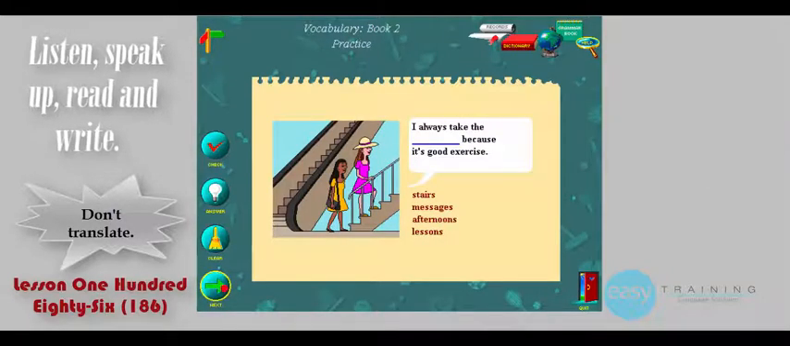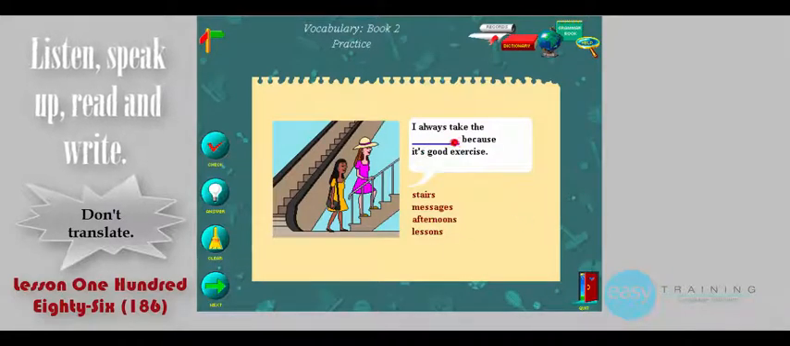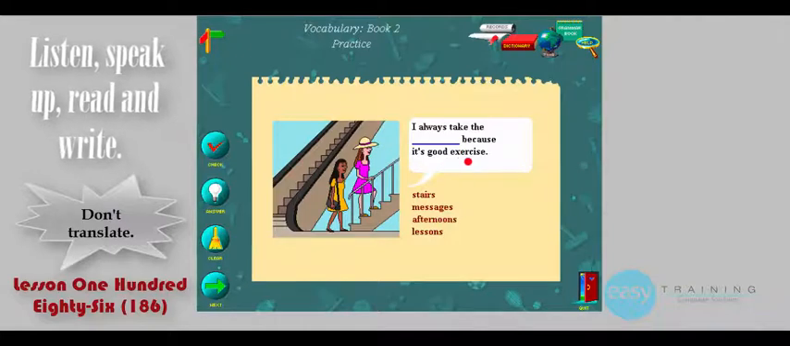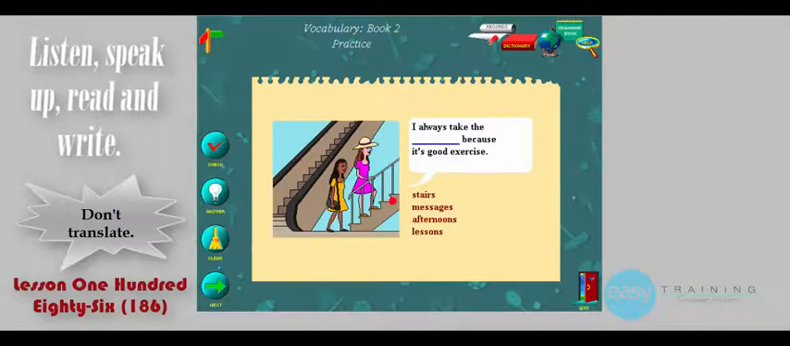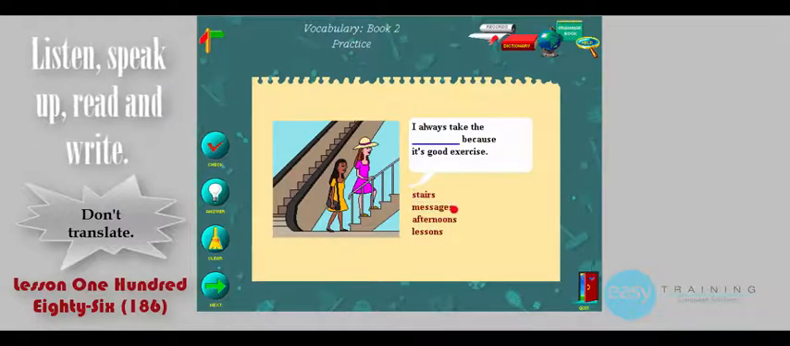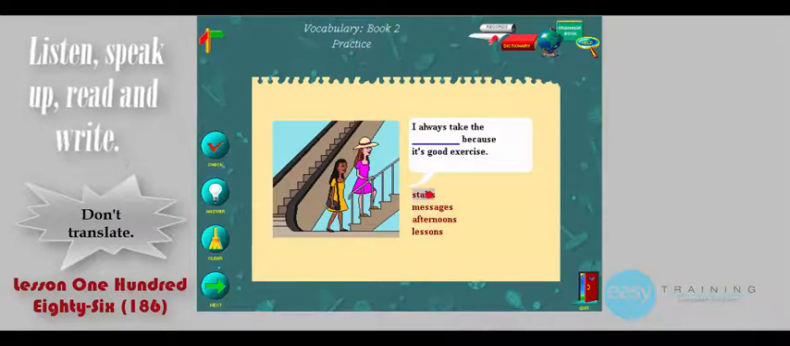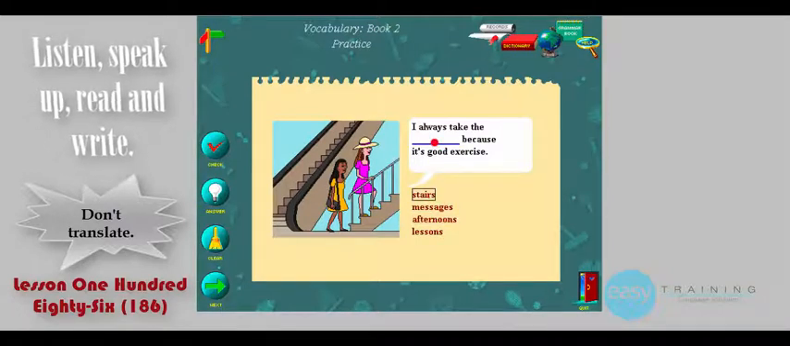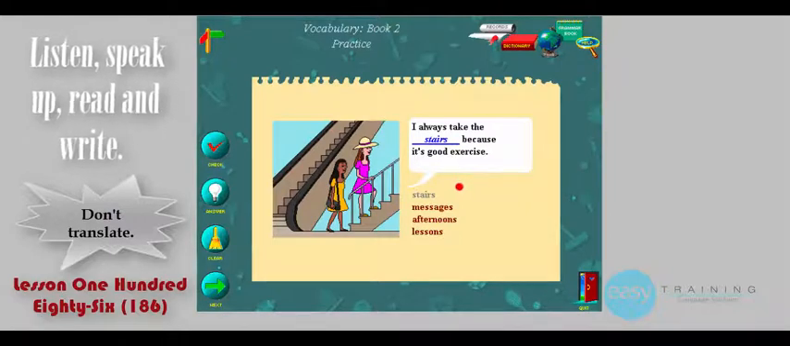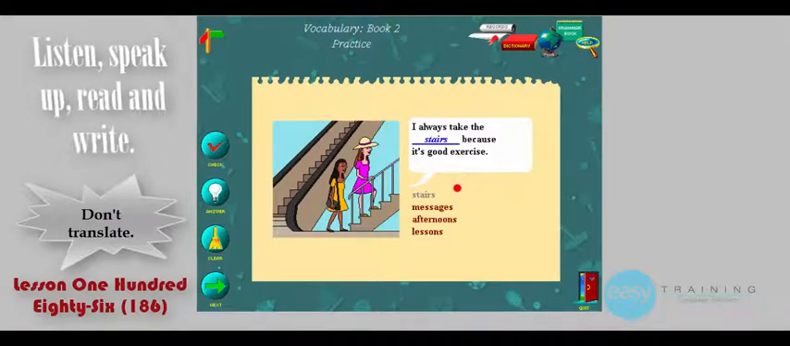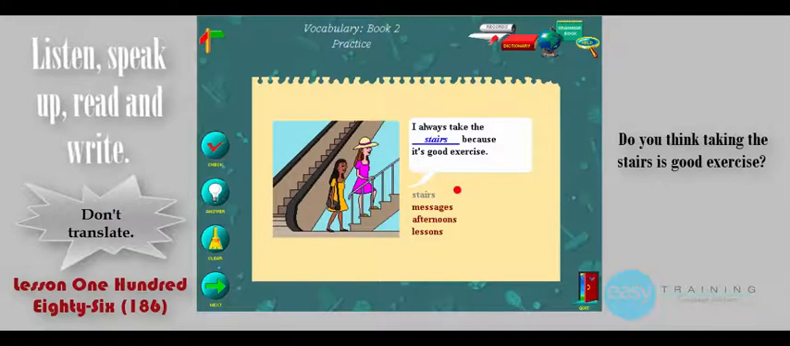One of these ladies says, I always take the blank because it's good exercise. Look, they are going up. The stairs, the messages, the afternoons, or the lessons. They are going up the stairs. She always takes the stairs because it's good exercise. Do you think taking the stairs is good exercise?